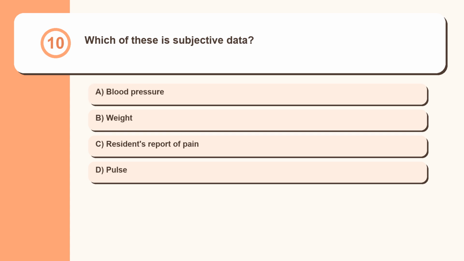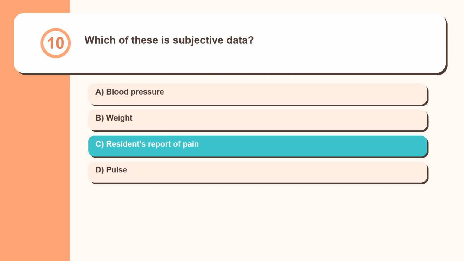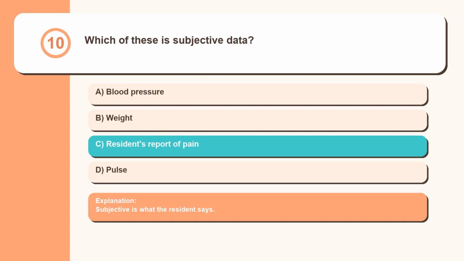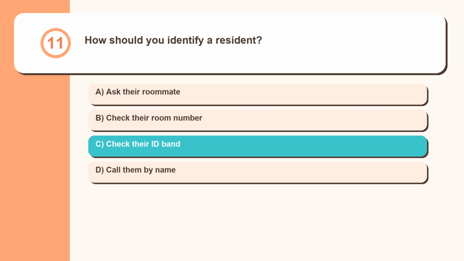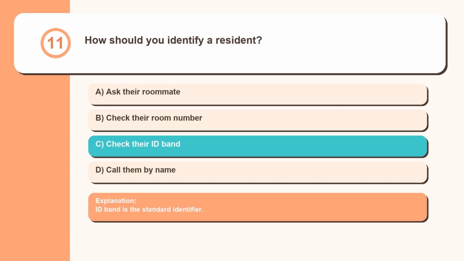Question 10. Which of these is subjective data? Blood pressure. Weight. Resident's report of pain. Pulse. Subjective is what the resident says. Question 11. How should you identify a resident? Ask their roommate. Check their room number. Check their ID band. Call them by name. ID band is the standard identifier.